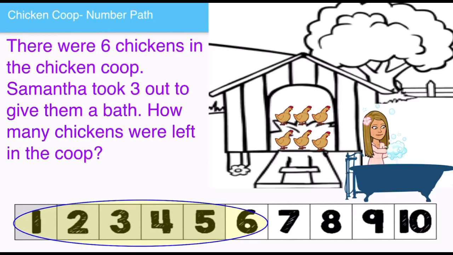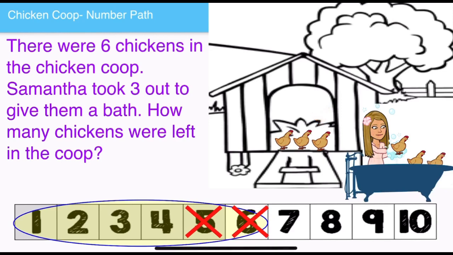So next, we're going to need to take 3 away. Now, while you take 3 away, remember, I'm going to cross them out. So take 1 away, and I'm going to cross out 6. Take your next away, and I'm crossing out 5. Now take your last one away, and I am crossing out the number 4.